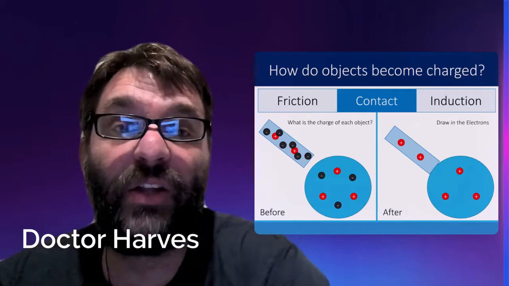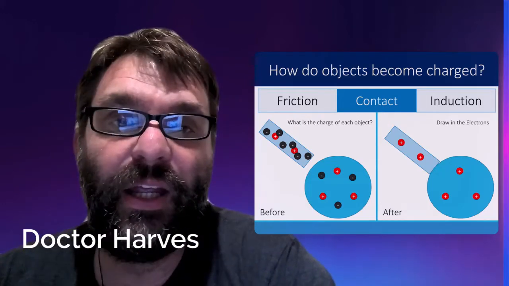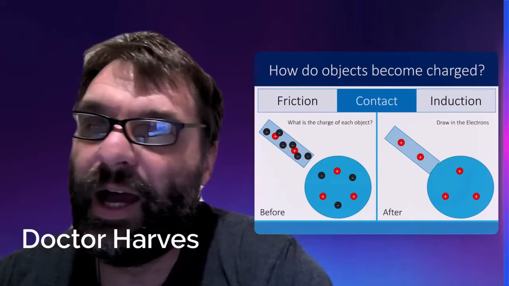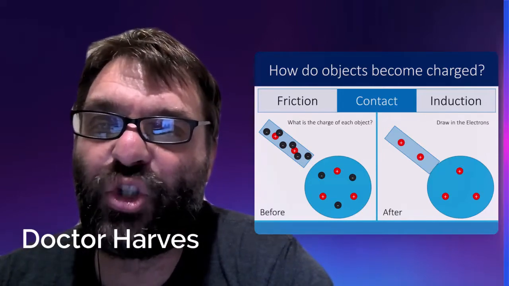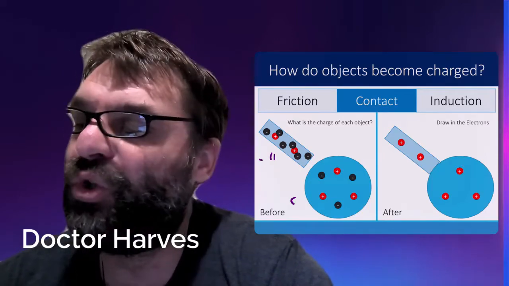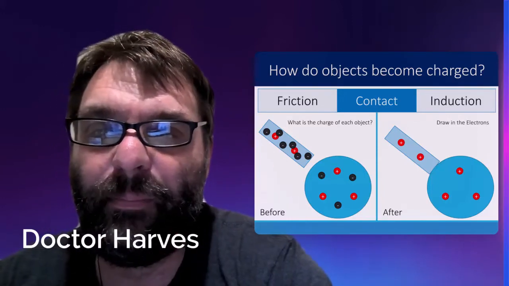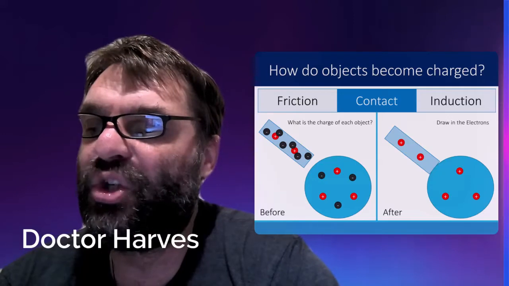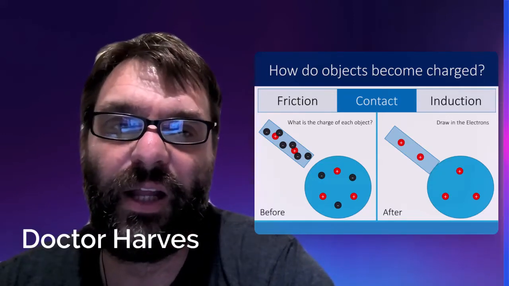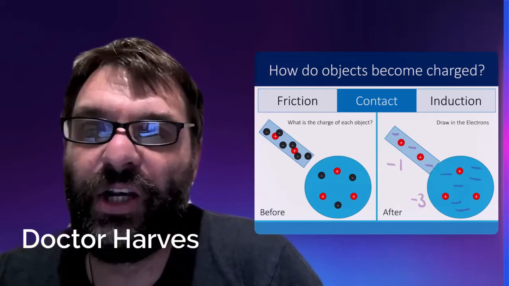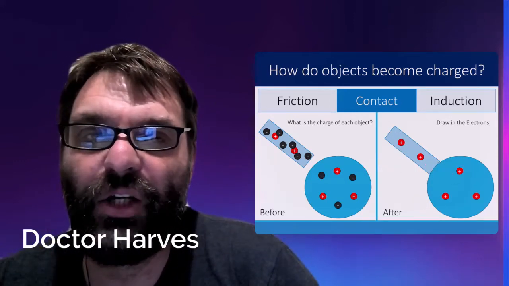Another way that objects can be charged is through contact. Here we have a charged rod, which is negative. It's then going to touch a neutral insulator, and you'll see that the charge gets transferred. So the insulator becomes negative afterwards, going from 0 charge to -3 charge.